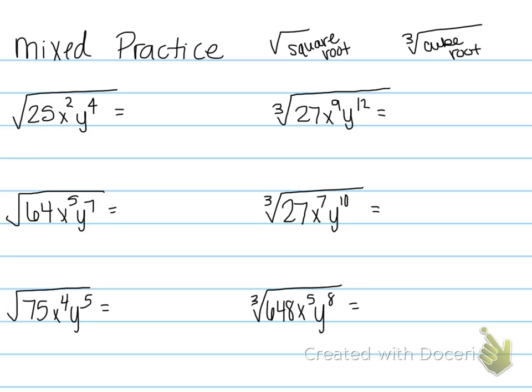We're going to start with the very first problem. I'm going to separate this into the square root of 25, the square root of 2 x's, and the square root of 4 y's. Anytime you have a new letter, you're going to break it apart into a new square root.